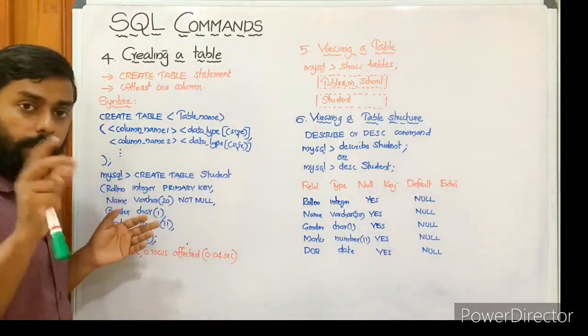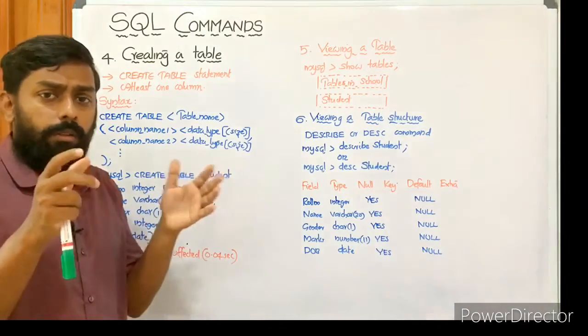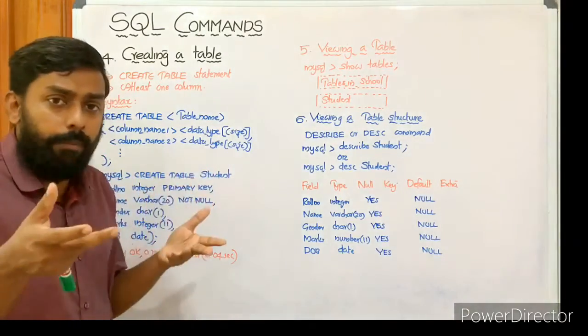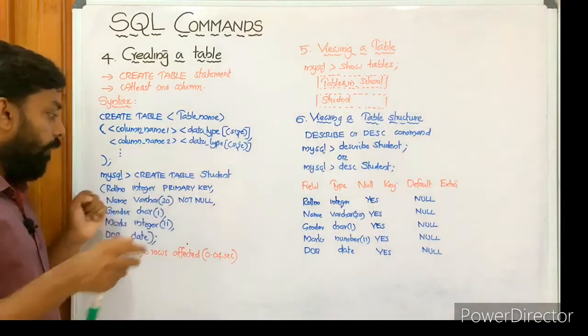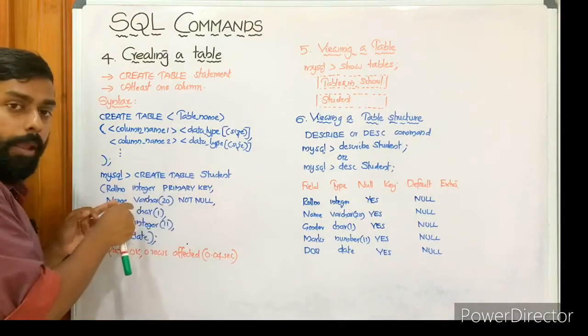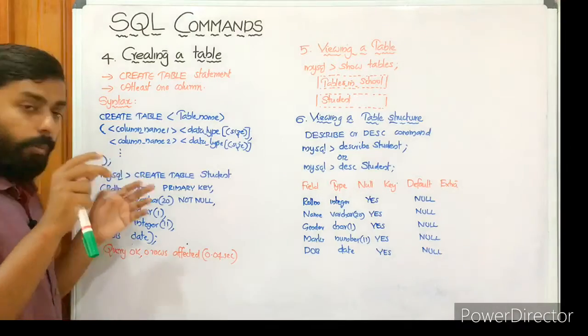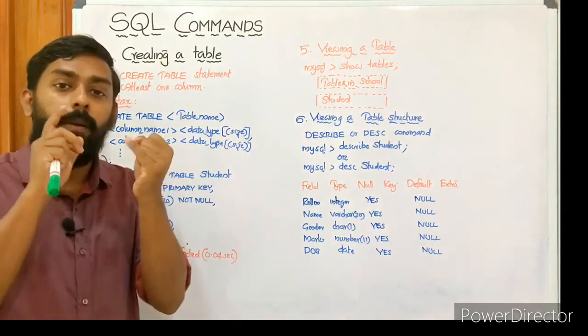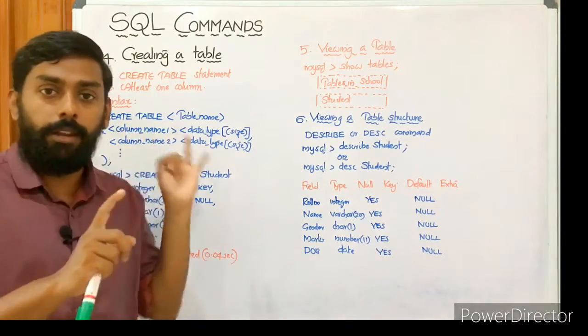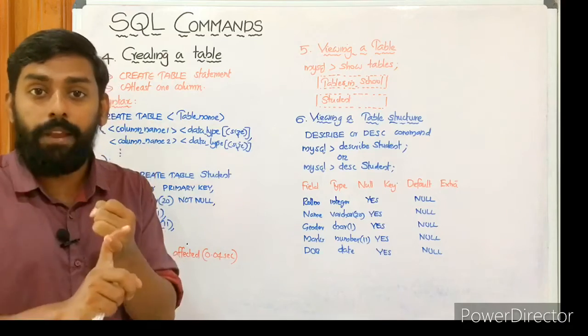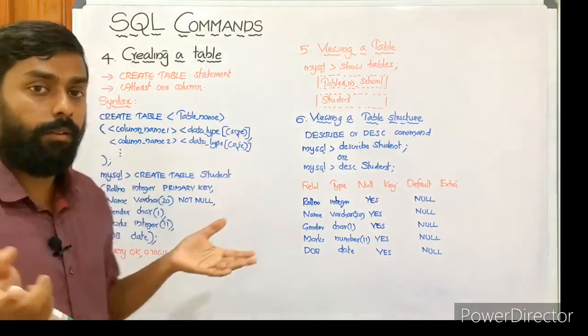Meaning there will be a number of students with the same name, right? So it's not null. We cannot use primary key here in name. Hope you get the difference. Primary key means there must be a value and the value must be unique, and not null means there must be a value, but the value may not be unique.